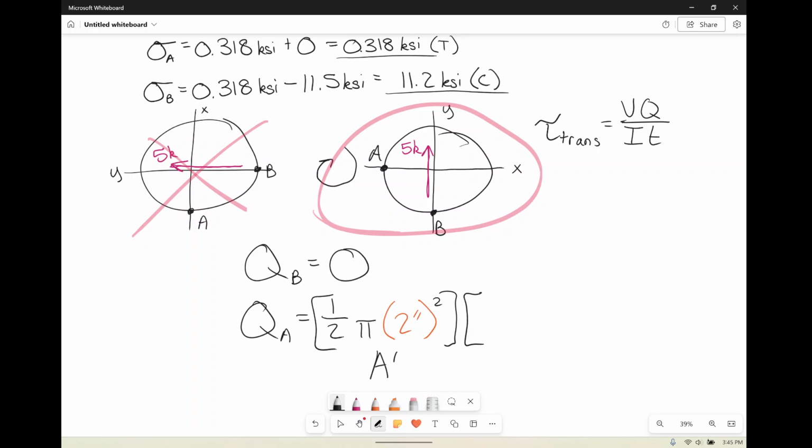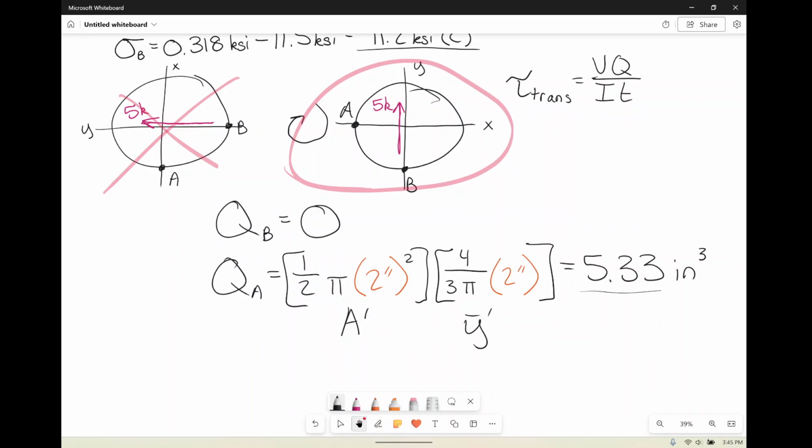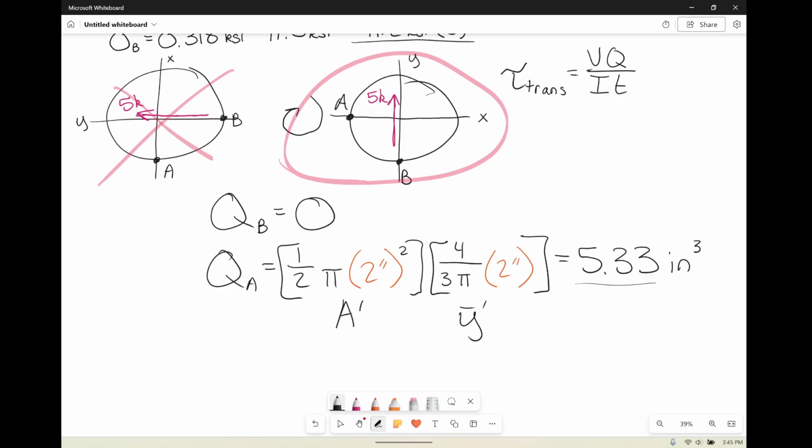And then our Y bar prime is from the centroid of this half a circle down to the neutral axis, and that distance is, go look it up in your textbook, correct? That's going to be 4 over 3 pi times the radius, which again was 2 inches. So this is our Y bar prime, our A prime, there we go. Put that together and we're going to get a grand total of 5.33 inches cubed. Yay.